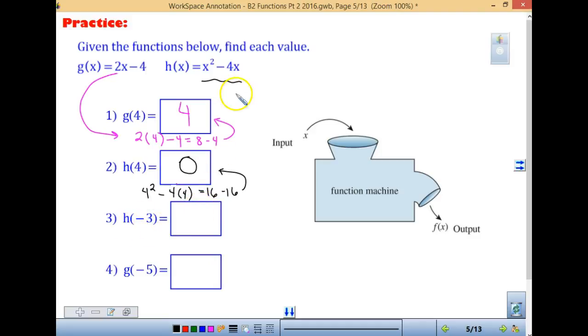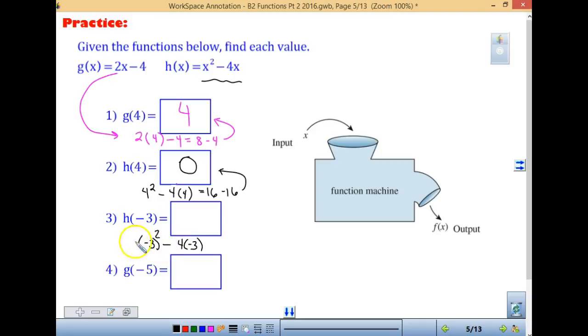Again, going back to this equation, our rule says take x and square it. It's really important now that you square the negative. Put it in a parenthesis, and when you put it in your calculator, it's important you put it in a parenthesis. Minus 4 times negative 3.